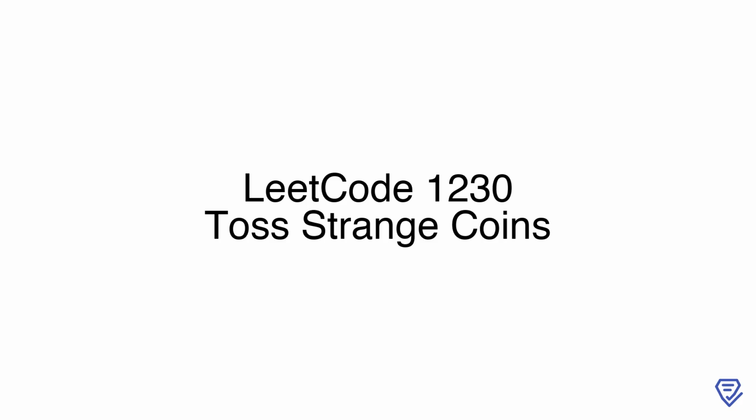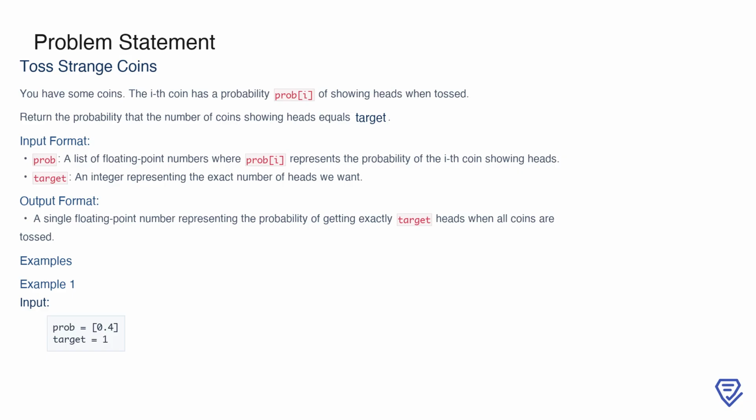Let's dive in. In this problem, you're given a set of coins, where each coin has a specific probability of showing heads when tossed. The task is to determine the probability that exactly a certain number of these coins, denoted as the target, will show heads. The input consists of a list called prob, where each element represents the probability of a particular coin showing heads, and an integer target, which specifies the exact number of heads we need. The output is a single floating point number, representing the calculated probability of achieving this target.